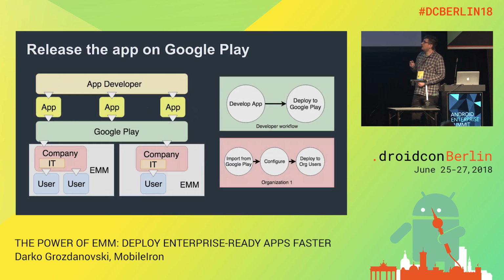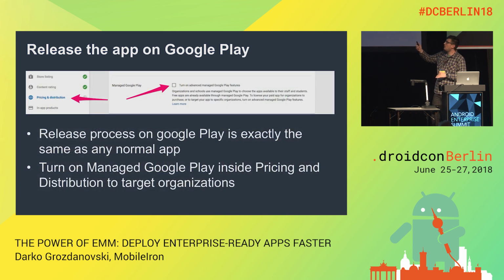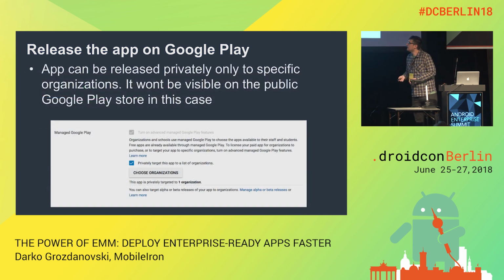So we want to go back to this kind of workflow, right? We want to separate what we do as developers and what IT admins are doing. Our process is pretty much the same as for any normal deployment on Google Play. We add our application listing, and the only difference is in the pricing and distribution section, where you can tick a box called Managed Google Play, which opens something like this.